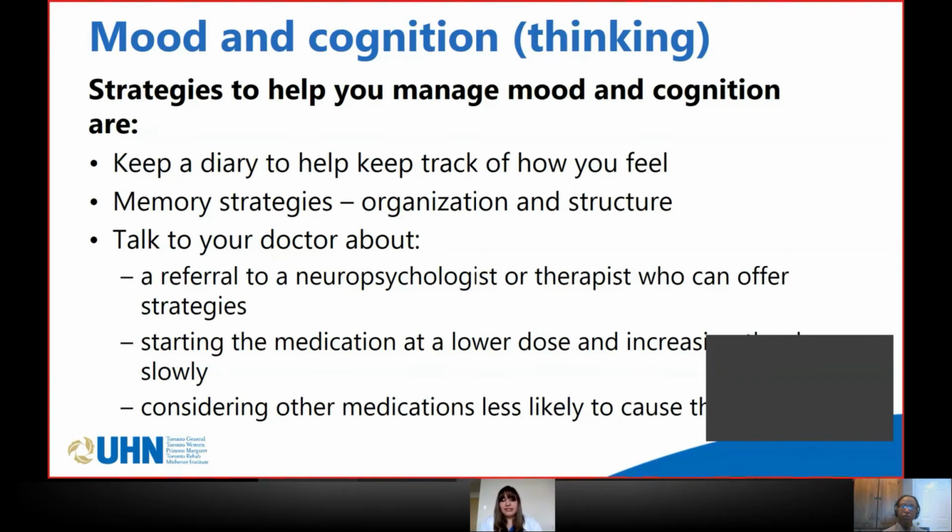But if the changes are consistent or bothersome, you can always follow up with your family doctor or neurologist a little bit sooner. The doctor can sometimes send a referral to some specialist services like a neuropsychologist who could do some memory testing and perhaps suggest some strategies, or to a therapist who could maybe offer some strategies like relaxation therapy or cognitive behavior therapy to help with things like low mood. If these are not enough, the doctor might consider lowering the dose of the medication to see if being on a lower dose or increasing it more slowly will help. And in cases where this is not enough either, sometimes the medication might need to be switched to something that's less likely to cause these side effects.